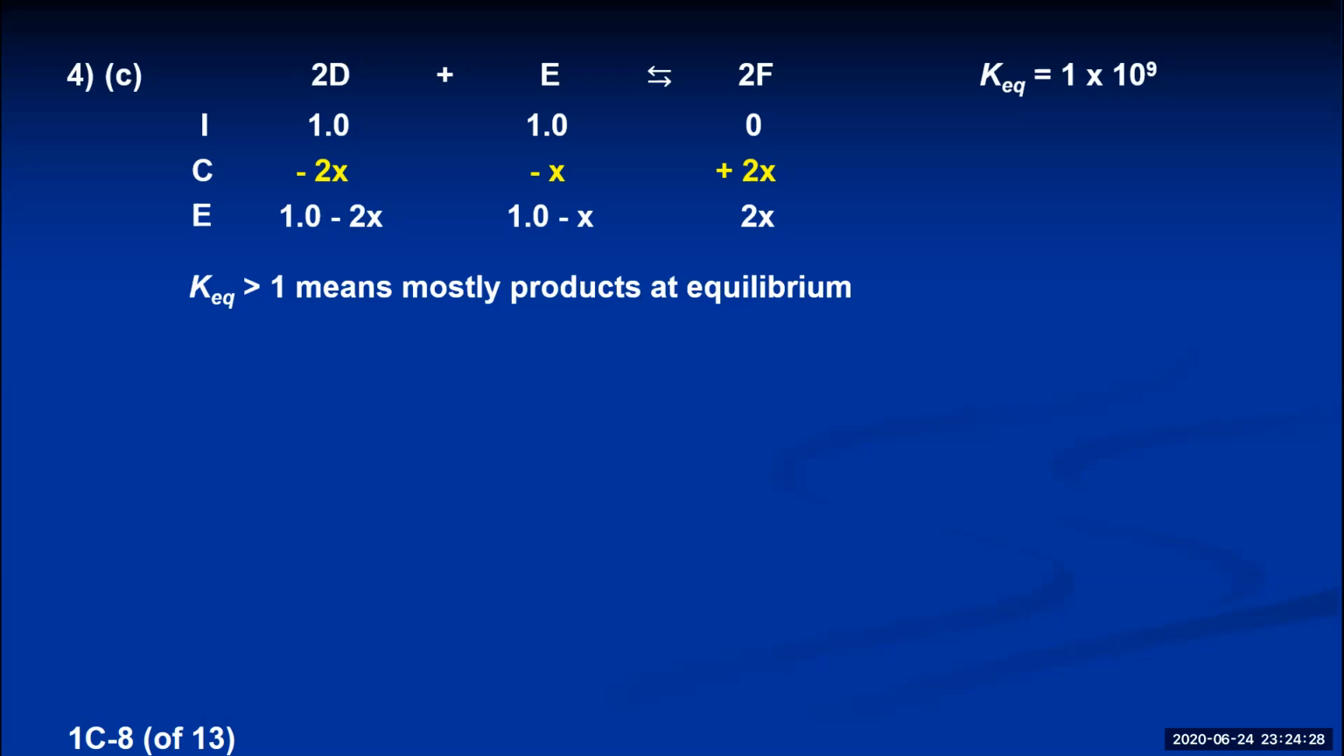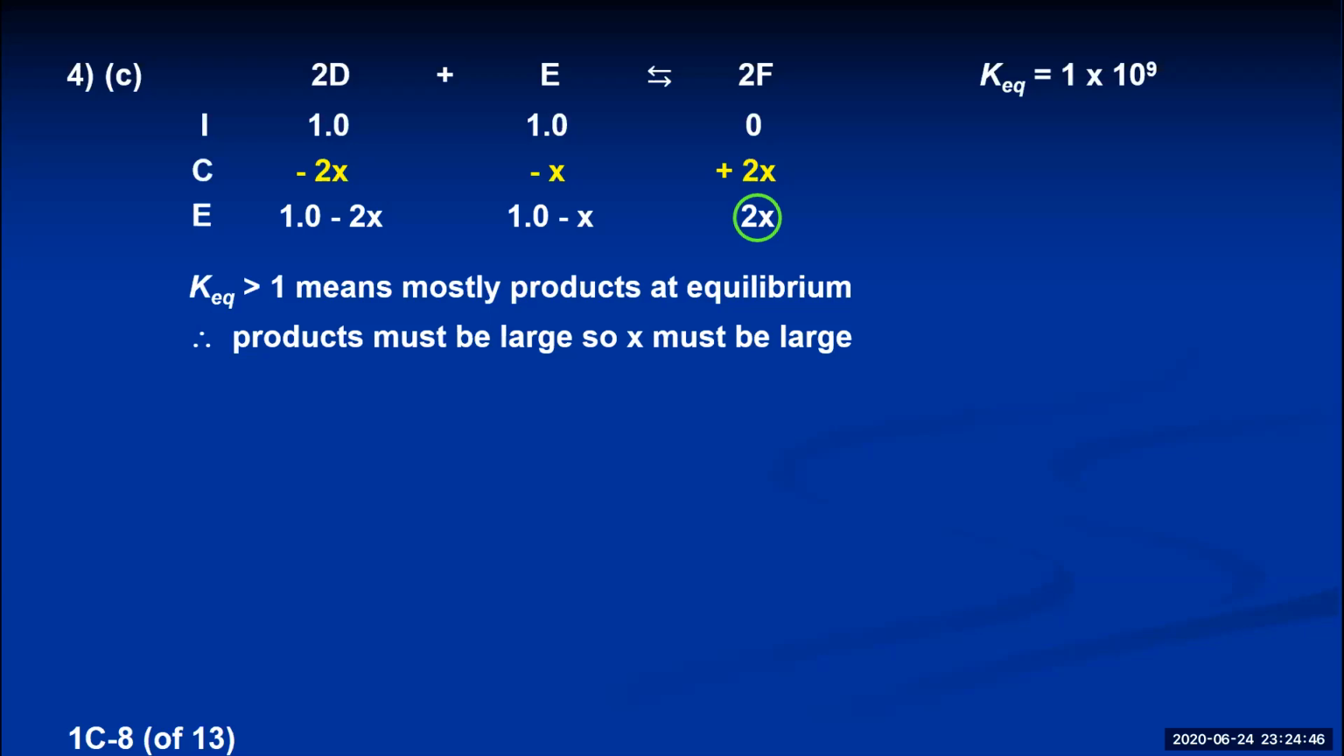So what's the products? It's F. What's the equilibrium amount of F? 2x. What does that have to be? That has to be a big number. So that means in this case, because the products have to be a large value, x has to be large as well. Let's go to 4D.